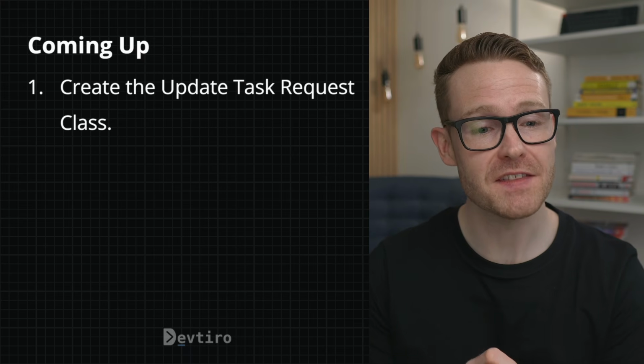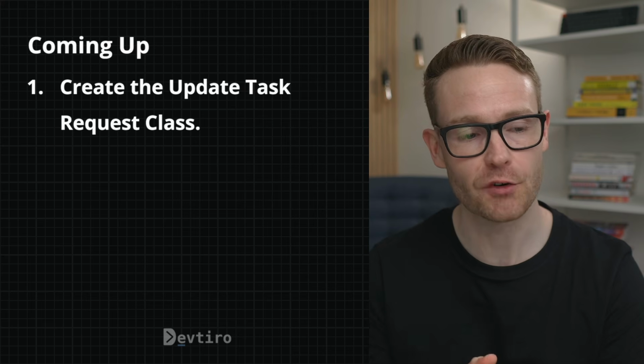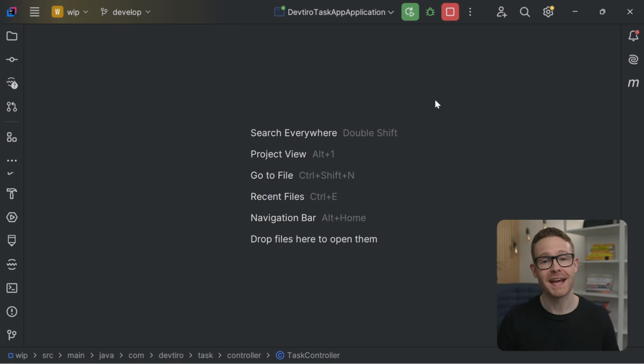So here's what we have coming up in this lesson. We're going to create the update task request class. So let's get started and create this class. So here we are back in our IDE. Let's create a dedicated object to represent updating a task.